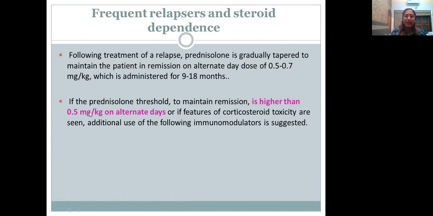But if the prednisolone threshold to maintain remission is higher than 0.5 mg per kg on alternate days, or if features of corticosteroid toxicity are seen, additional use of immunomodulators is suggested. Basically, we maintain the alternate day dose, and after 9 to 18 months we plan to stop it. But if, in order to maintain remission, we have to give more than 0.5 mg per kg on alternate days, that means the child has become steroid dependent, or if features of corticosteroid toxicity are already seen, then instead of steroid or along with the steroid, we have to use certain immunomodulators.